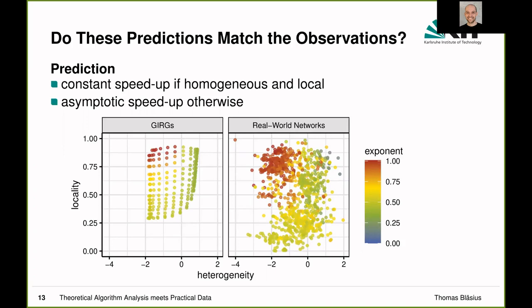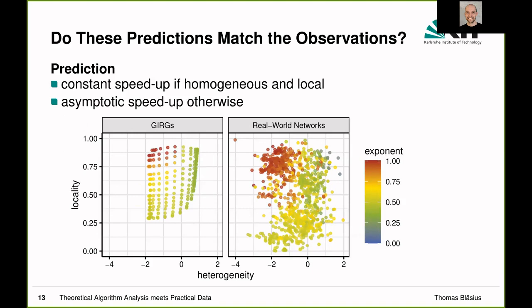So what you have here is on the x-axis, some measure for heterogeneity. On the y-axis, you have some measure for the locality. So you have the same picture as before. The top left corner is again the top left corner. And now on the left, you have randomly generated instances. So this is the prototypical instances. And here on the right, you have about 1,000 real-world networks.